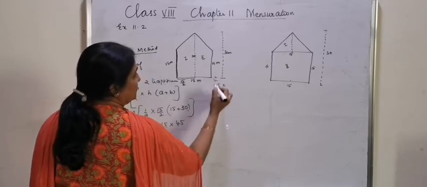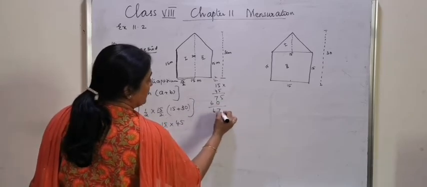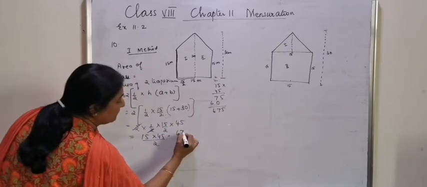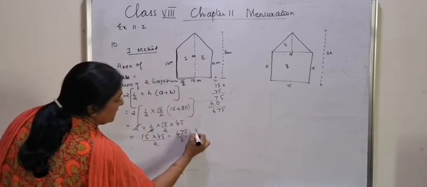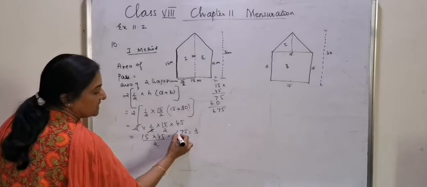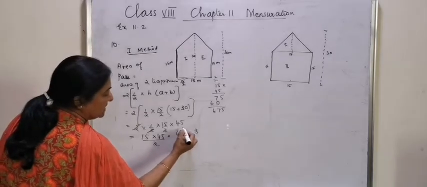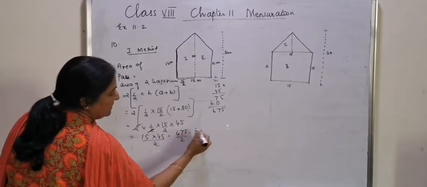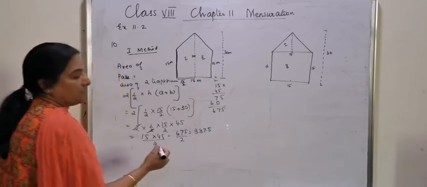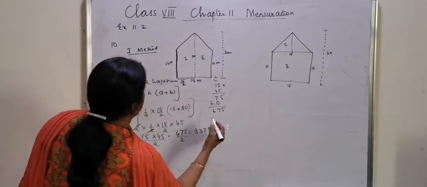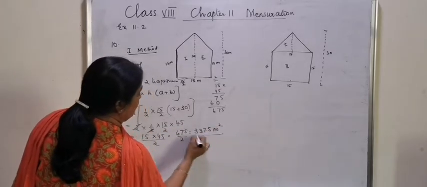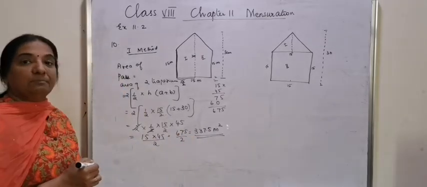7 20s are 140, 2 4s are 8, plus 2 is 6. 675 by 2. 300 and 2 3s are 6. Again, 2 3s are 6. 7 2s are 14. So 337.5 meter square. That will be the area of the park.